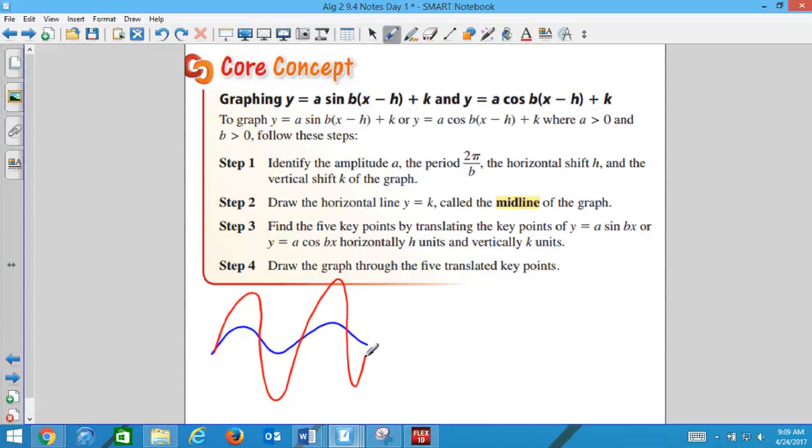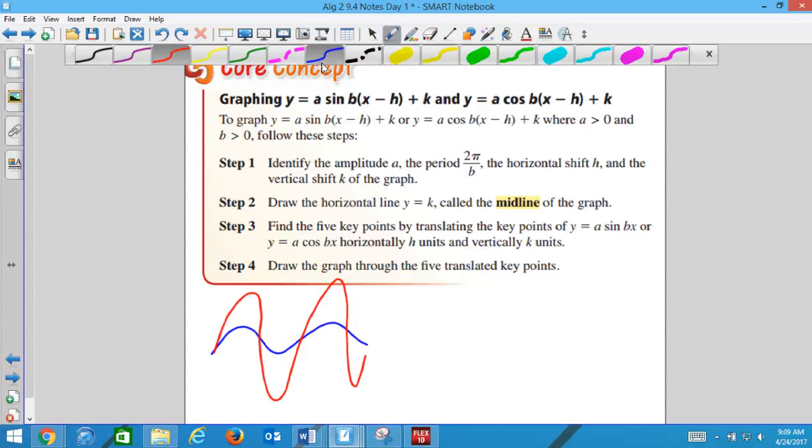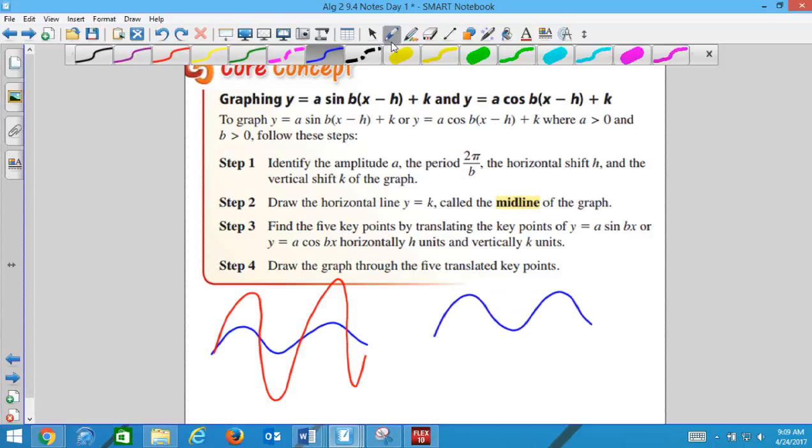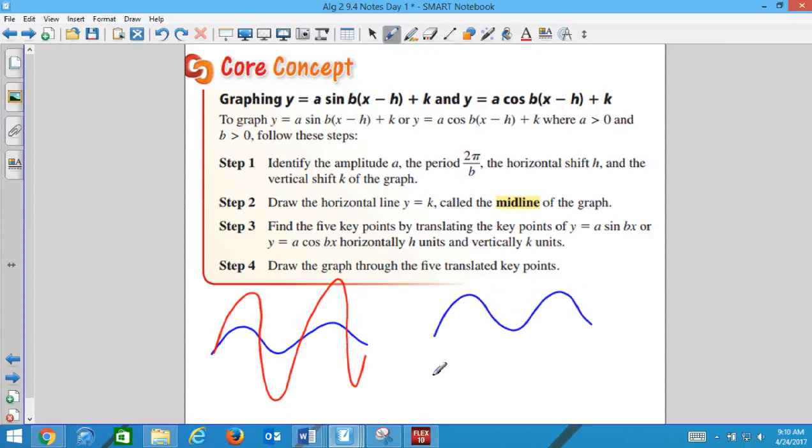What do you think happened from the blue one to the red one? It is a kind of stretch. Vertical. That's a vertical stretch. And yes, the amplitude increased. Or if I have a graph that looked like this, I'm not going to be able to put it right on top of it, I'll just put it right underneath it. And then my new graph looks like this.